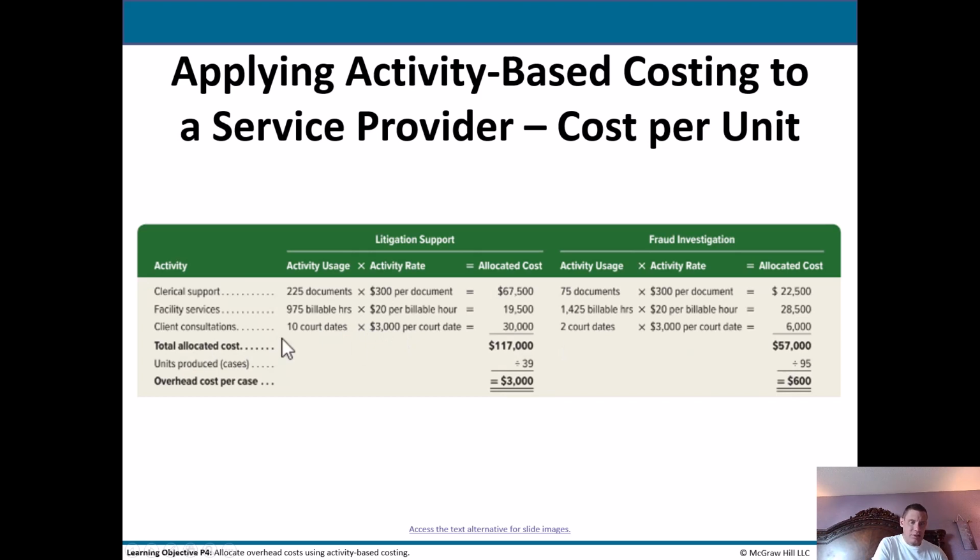So we have total allocated costs of 117 for litigation support, 57 for fraud investigation, and then we just divide it by the number of units produced, which in this case, of course, because it's contextual, is cases. So divided by 39, divided by 95, and then we get our overhead cost per case, 3,600 respectively.